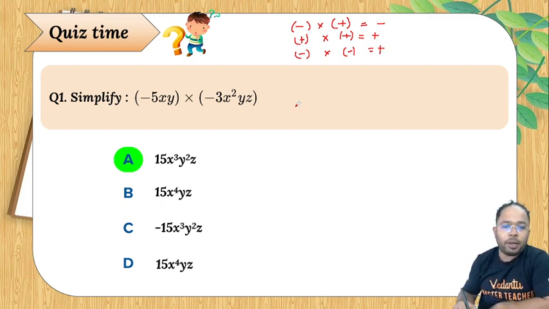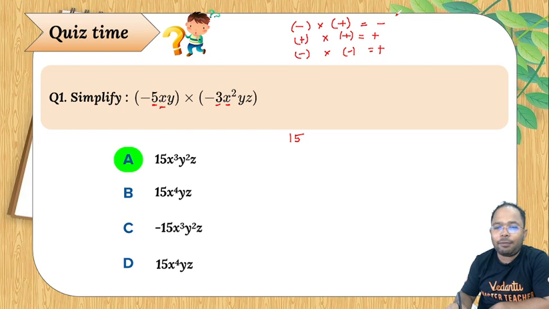So now here we'll take the constants first. Negative into negative will give a positive. Then we take the constants: 5 into 3 gives 15. x into x square, we'll see the same variables. We can multiply the same variables and we will use the exponent rules.